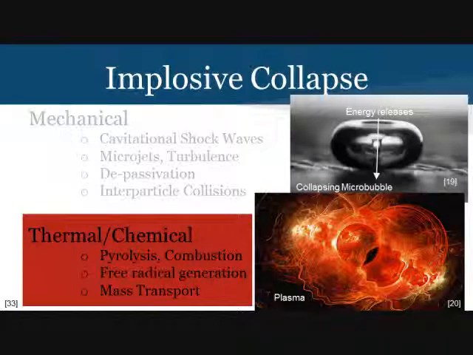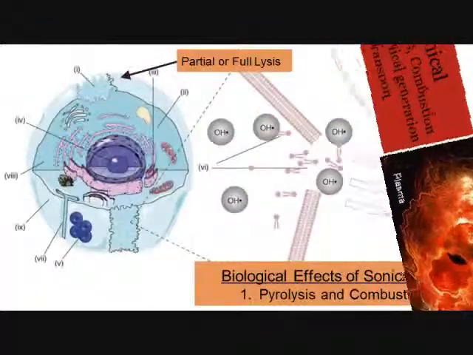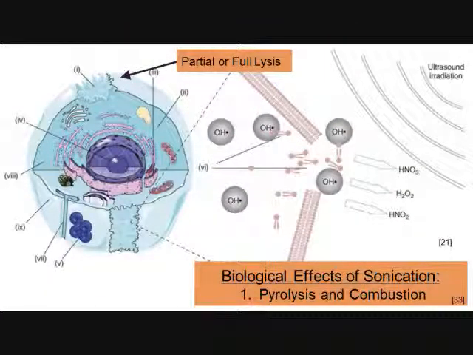Mass transport is a type of diffusion of molecules across a boundary, like that of a cell's membrane. Sonication thins this diffusion layer, which allows greater entry and escape of molecules. All of the mechanical and chemical effects of sonication affect the biological outcome of your samples.